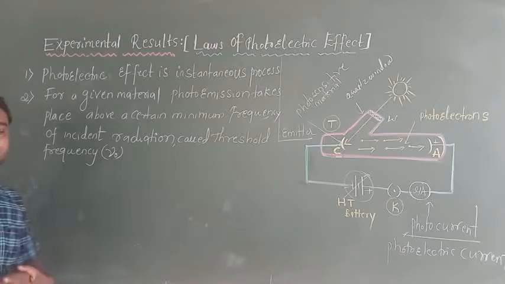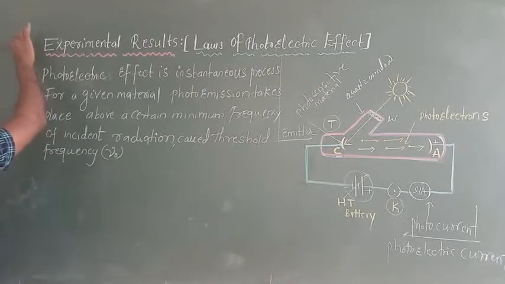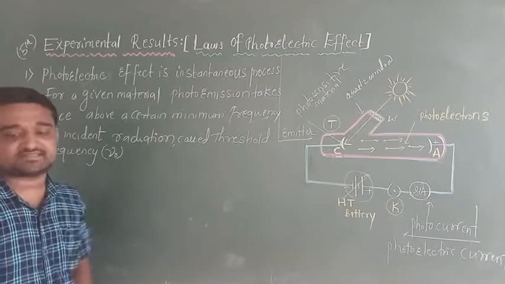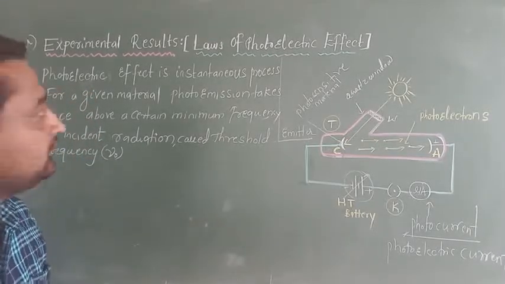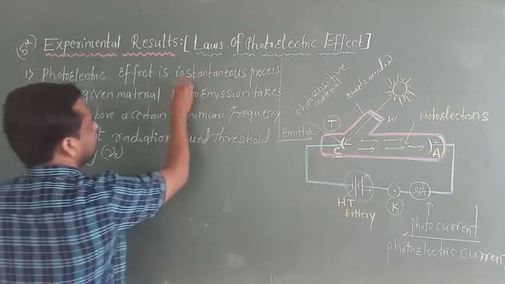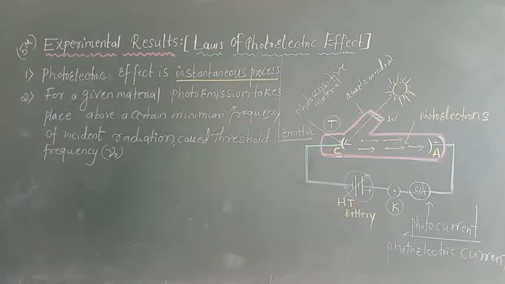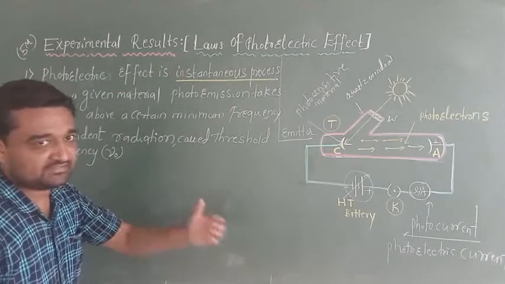It is an important question for 5 marks or 3 marks. Write any 3 experimental results of photoelectric effect for 3 marks, and for 5 marks you have to write 5 experimental results. These are also called the laws of photoelectric effect. The first one: the photoelectric effect is an instantaneous process. Instantaneous means immediately, instantly or suddenly.